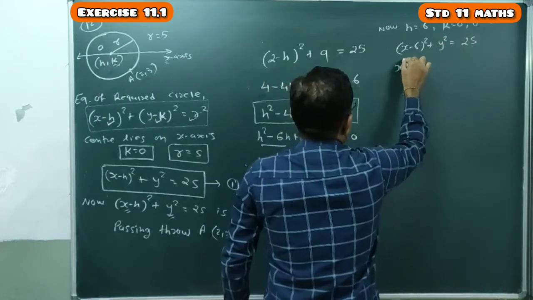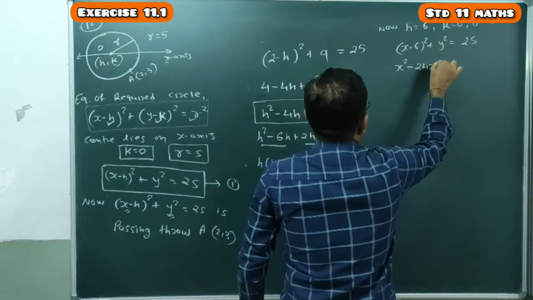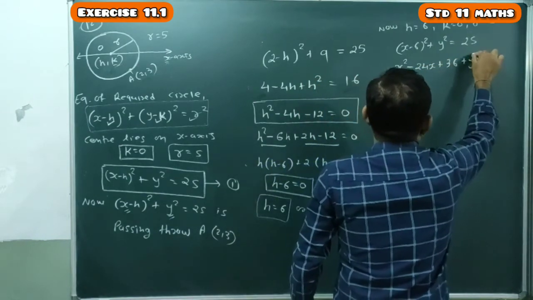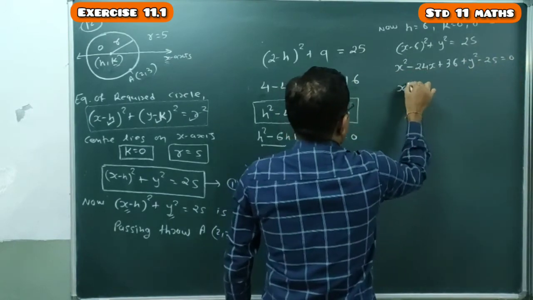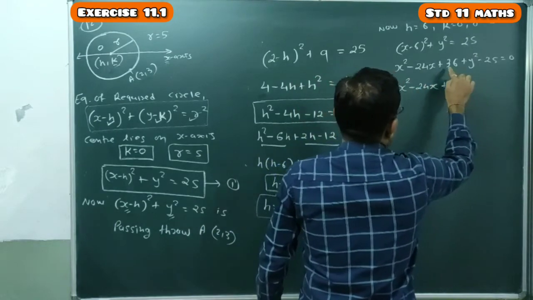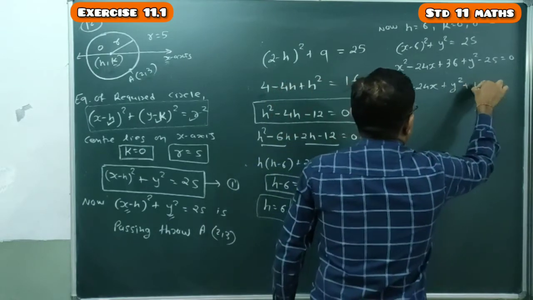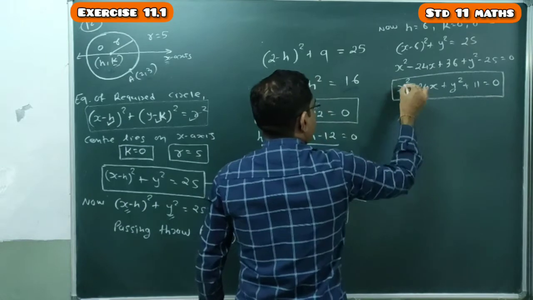On simplification, it is x square minus 12 into 2, 24x, plus 6 square, 36, plus y square minus 25 equal to 0. So it is x square minus 12x plus y square, 36 minus 25, 11, equal to 0. This is the first possible circle.